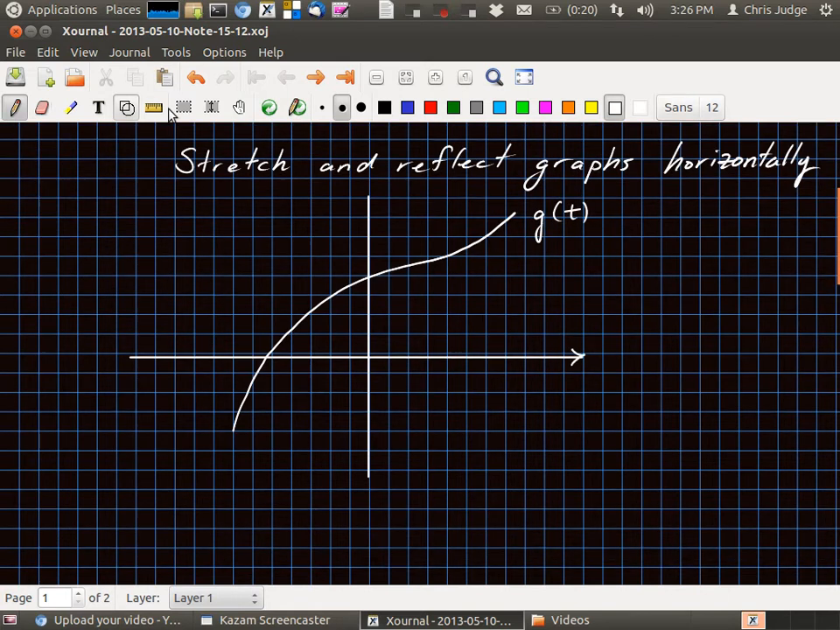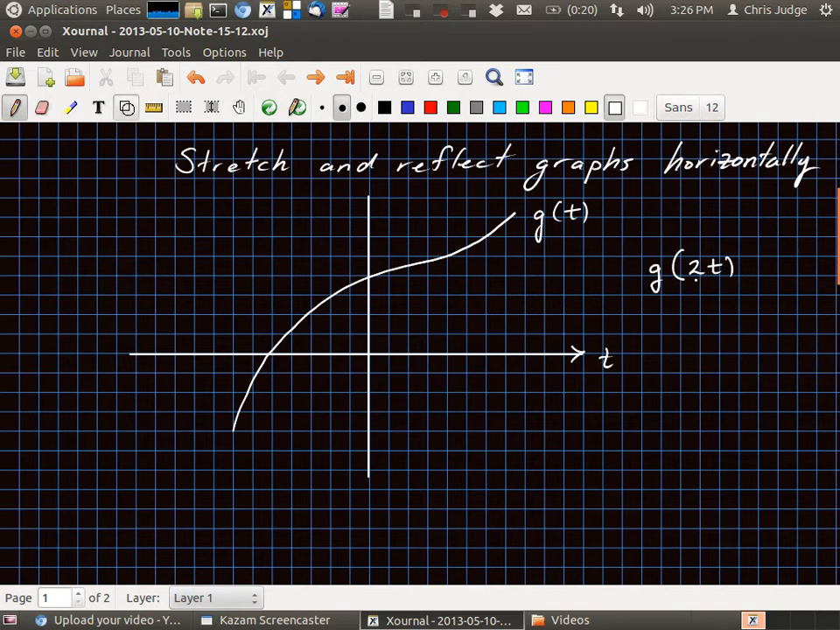In this case the independent variable is going to be t. What we want to do is figure out what g of 2t looks like. Well, anytime we work with the independent variable, things go backwards from what you might be used to. If we multiplied the outside of this function by 2, then we stretch by a factor of 2.